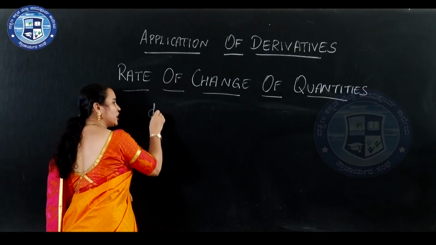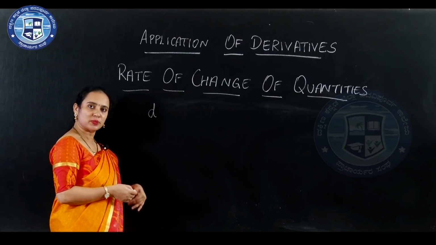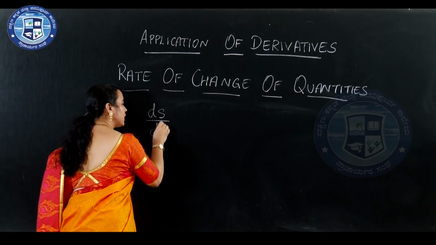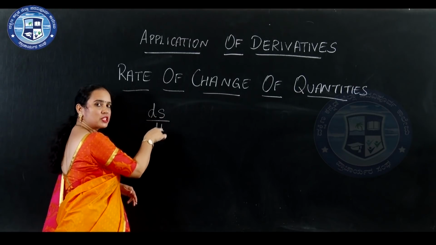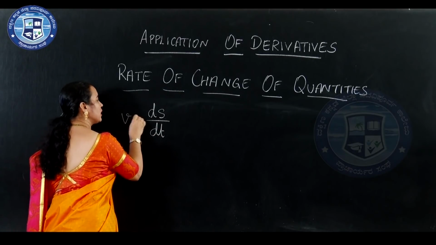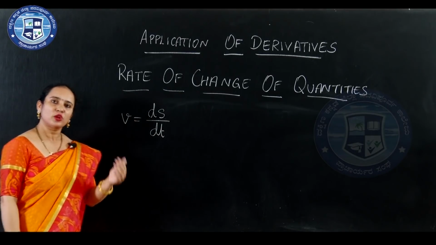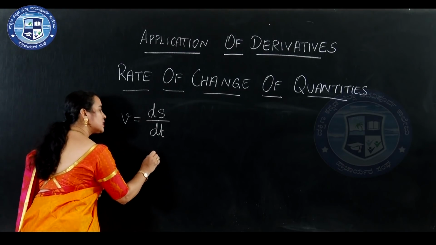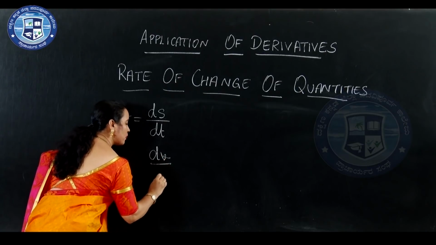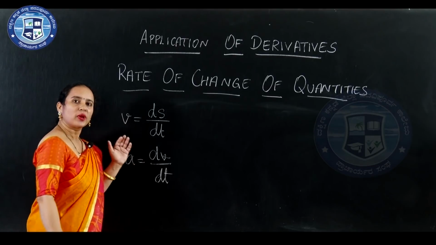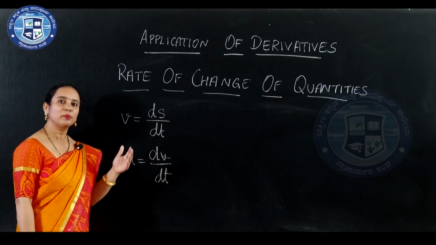If there is a change in displacement with respect to time, we write it as ds by dt. And what do you call this? This is nothing but velocity. So, velocity is equal to ds by dt. If there is a change in velocity with respect to time, we call it acceleration. So, a is equal to dv by dt.